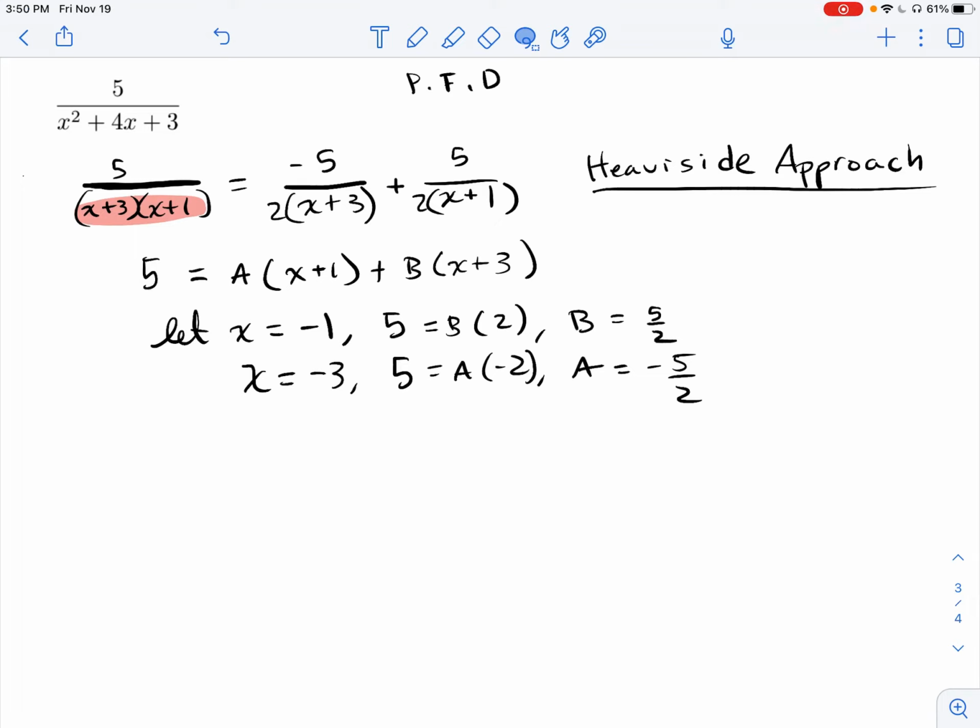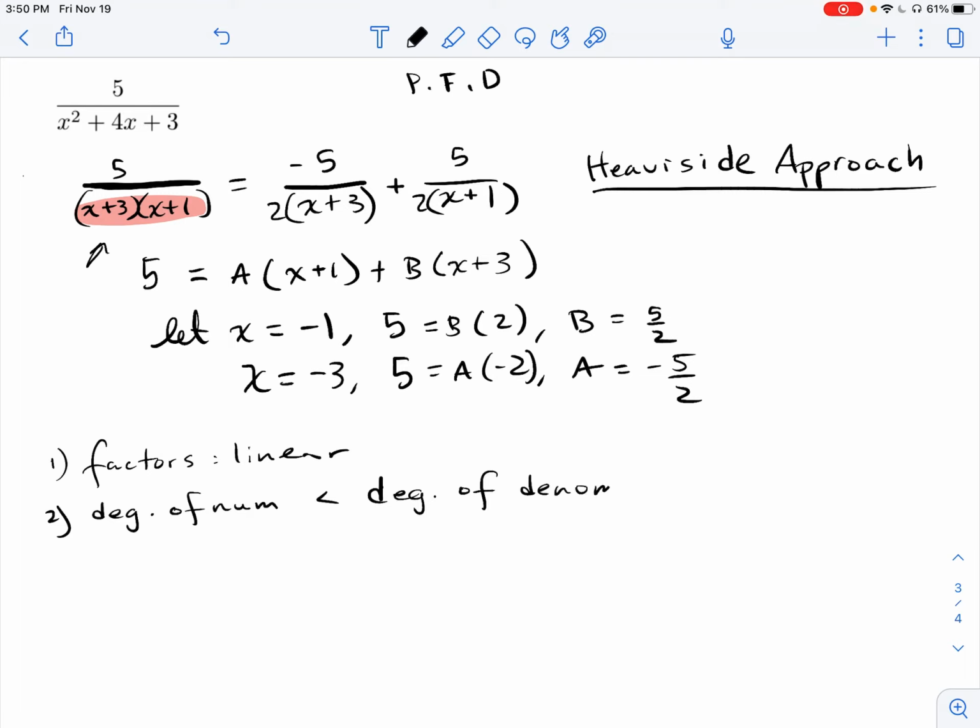So it really only works when our factors in the denominator are linear, right? When the factors are linear, and the degree of the numerator is less than the degree of the denominator. The good news for us is that nearly every partial fraction integration problem that we do in this course can be done using the Heaviside method, which is awesome news.